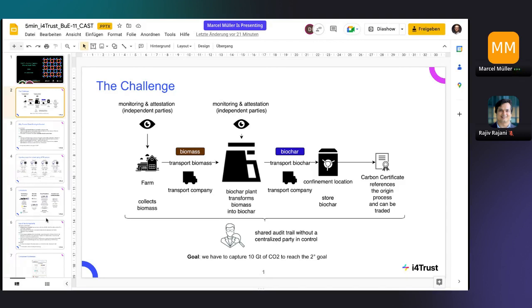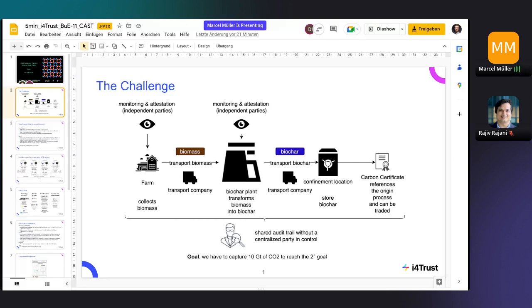so that you can put it in a confinement facility. And our process basically has a lot of different organizations. For example, a farmer who's collecting biomass and who is creating data for his biomass. So I have here 2 tons of wood chips. The biomass is being transported to some biochar plant that transforms that biomass into biochar.